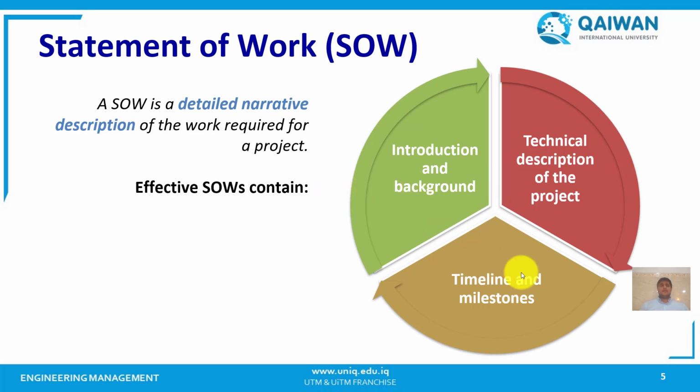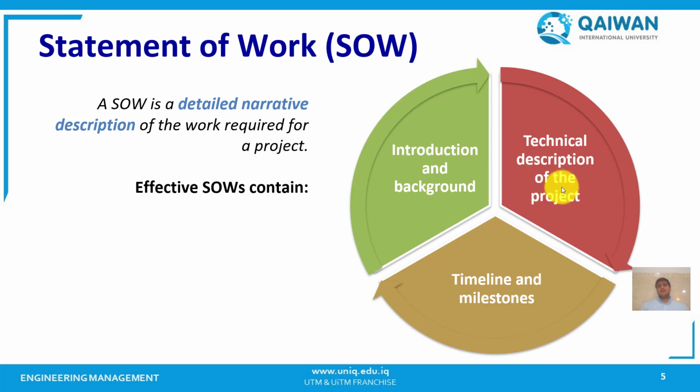The second one is timeline and milestones. The SOW should include a timeline that outlines the project's major phases or activities and the key milestones of the project. This provides a high-level view of the project schedule and helps the stakeholders understand the project's expected duration and critical deadlines.